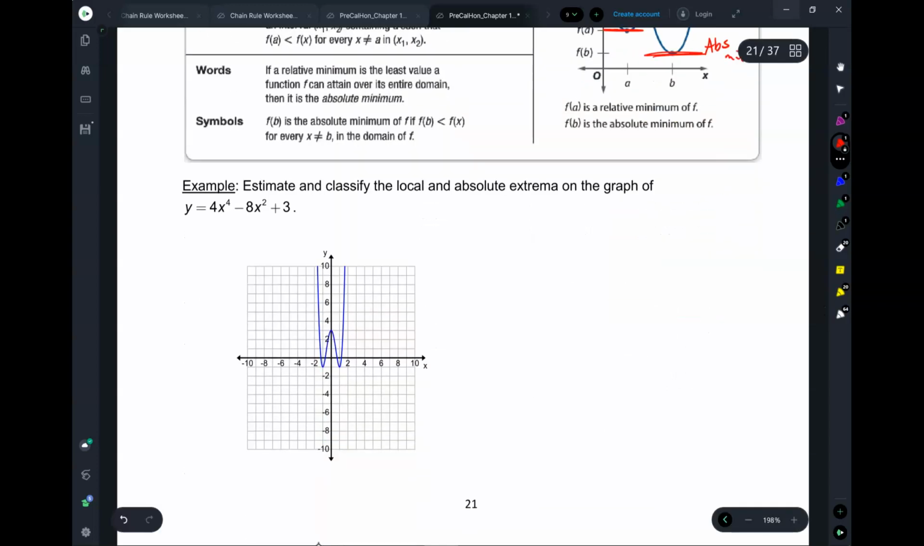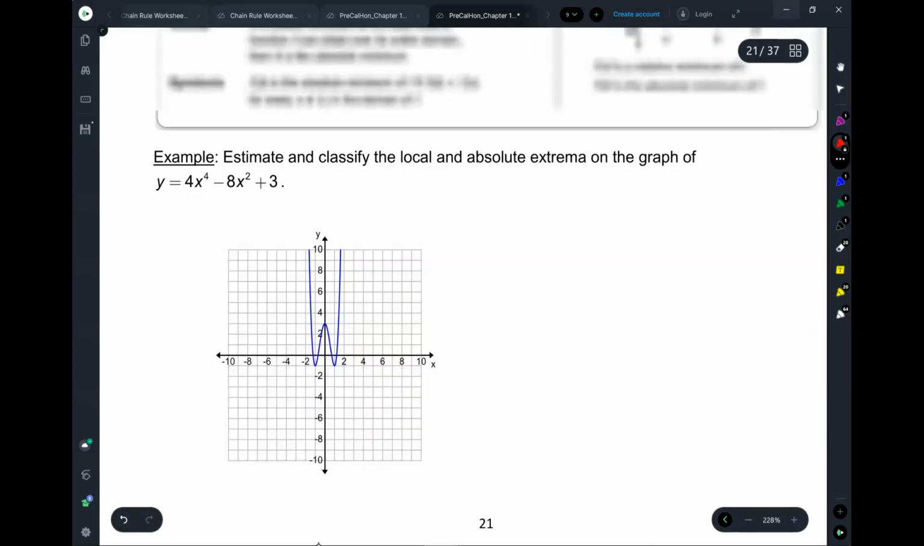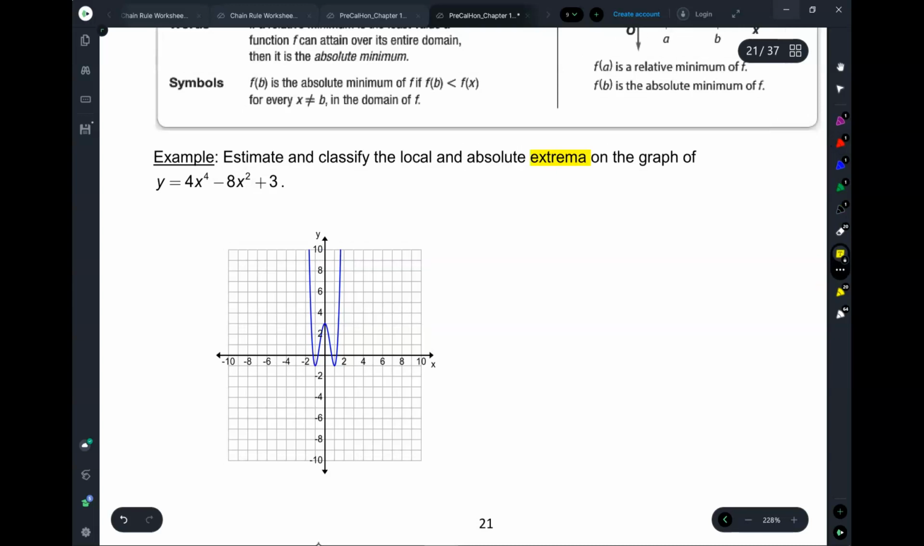Now, let's do this next example. Estimate and classify the local and absolute extrema. Minimum and maximum together have an umbrella term, extrema, right? So an extremum can be either a min or a max. Cool? Okay, so when you have this, you have to identify all of the minima and the maxima.